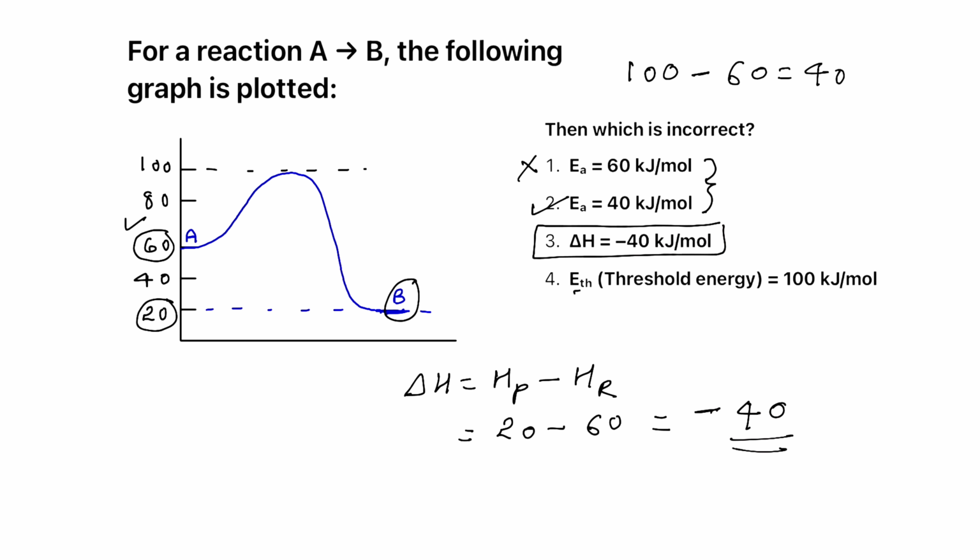Now, what is the last one? Threshold energy. You can take the peak value. What is that? 100. So that is also correct. Peak value is correct. Enthalpy of reaction is correct. Second option is correct. So the first one is wrong. Good question.